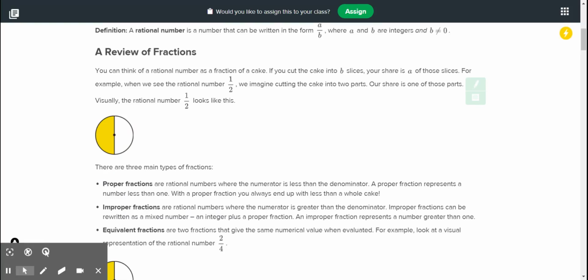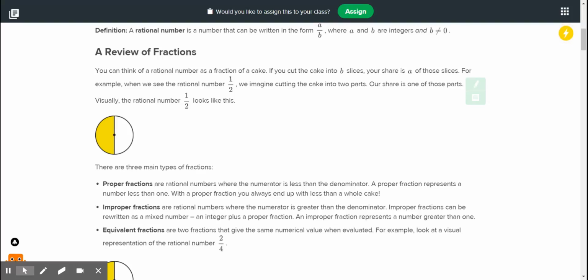So remember, a rational number is a number that can be written in the form of A over B, where A and B are integers. But remember, B cannot be equal to 0. It has to be something other than 0 for it to be a rational number. So let's review fractions quickly. You can think of a rational number as a fraction of a cake. If you cut the cake into B slices, your share is A of those slices.